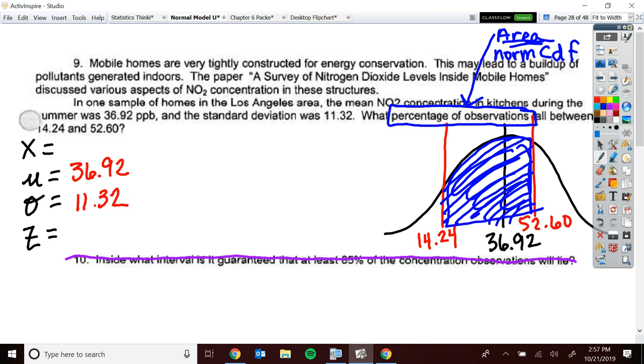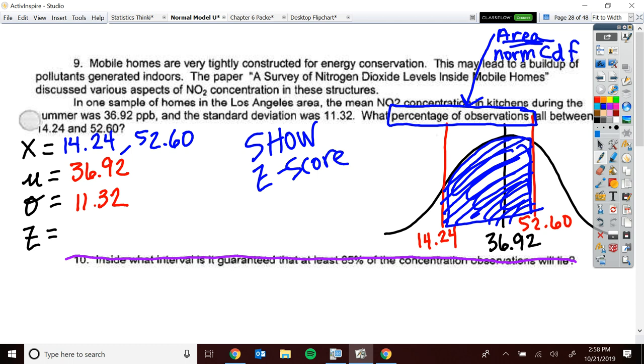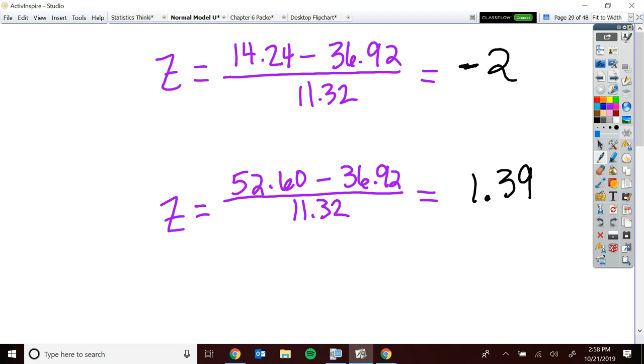So what are these, 14, 24, and 52, 60? Yeah, those are the X values. Ding, ding, ding. Those are the context values of those mobile homes or whatever. So you have two X's. Therefore, you will get what? Two Z-scores. You have to show Z-score work.